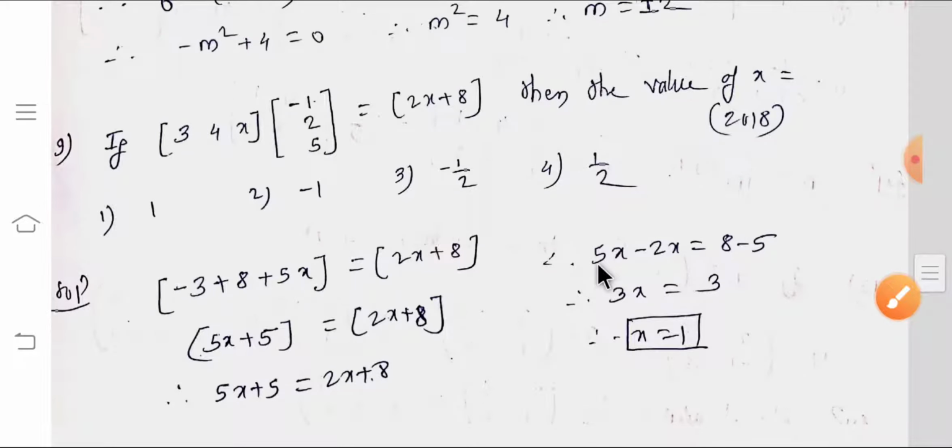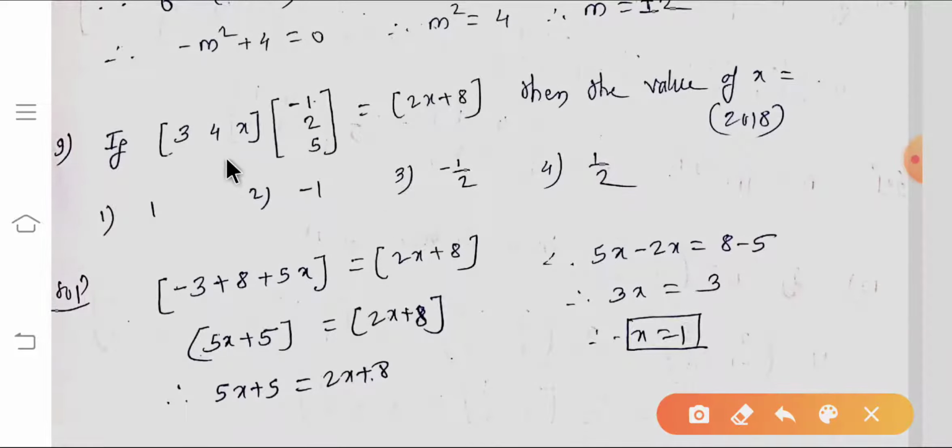The next example: if the matrix [3 4 x] into [-1; 2; 3] is equal to [2x plus 8], then the value of x is? Here the product of the matrices is given. The first matrix is of order 1 by 3, and this is a matrix of order 3 by 1, which means we get a product matrix of order 1 by 1.